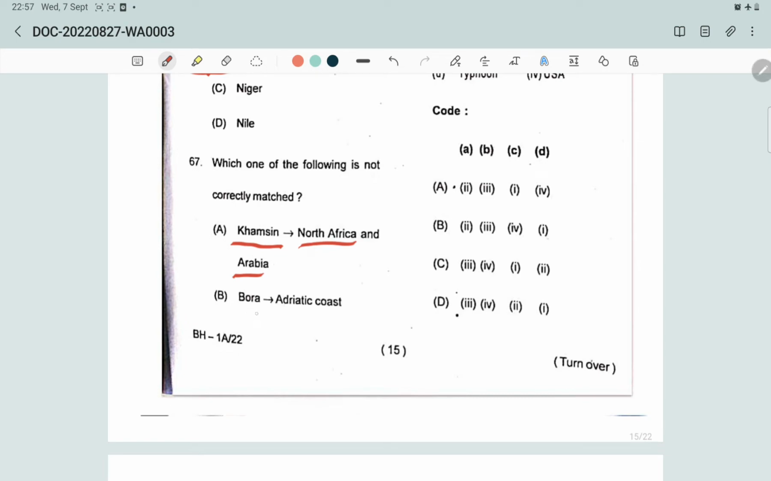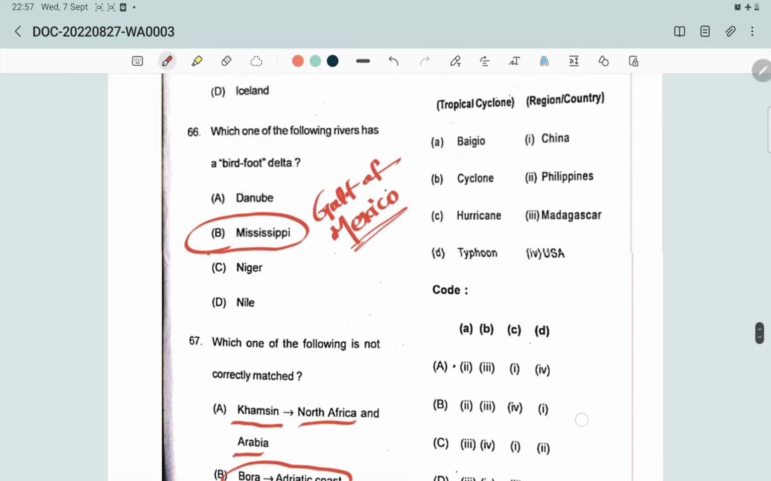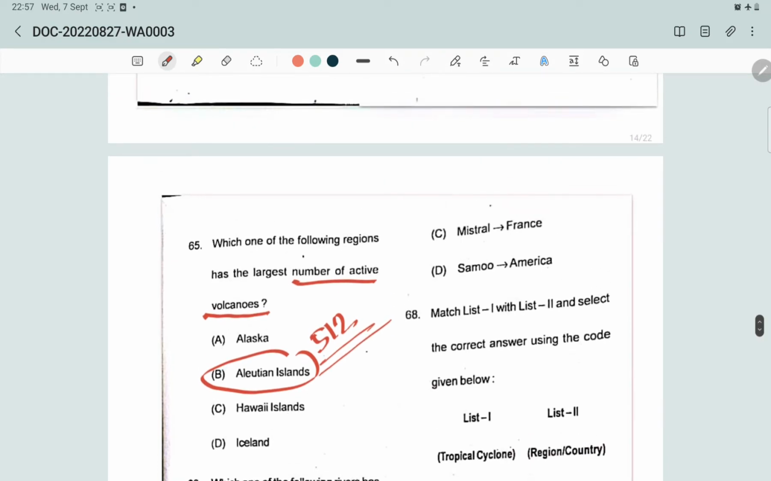And then option B, that is the Bora. Bora is a very strong cold wind that blows from the northeast onto the Adriatic region of Italy, Slovenia and Croatia, and it is also correctly matched, that is Adriatic coast. And the next option, that is Mistral. It is a cold and dry strong wind in southern France that blows down from the north along the lower Rhône river valley towards the Mediterranean Sea. It is also correctly matched.